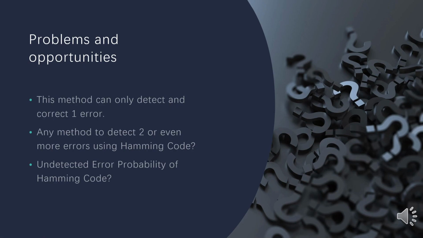The biggest drawback of this algorithm is that it can only detect one bit error. When more than one bit of data is corrupted, this algorithm will not work anymore. With the growing amount of data that is communicated, more errors will have to be considered. Hence the following questions. Is there any method to detect 2 or even more errors using Hamming code? What is the undetected error probability of Hamming code?